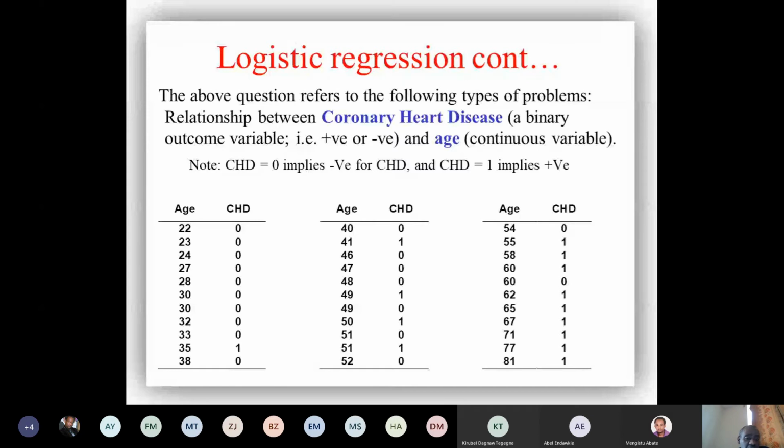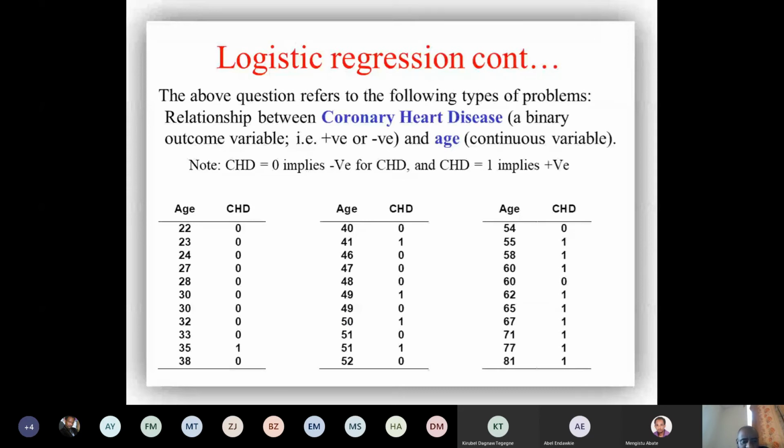Of course, ANOVA may tell you whether their average age is different or the same across the status of CHD, either positive or negative, right? But this does not tell us the effect. It would help us just to compare whether they have the same average age or not. If you are interested in finding the effect of age on the probability of developing CHD, it doesn't tell you. That is the limitation of ANOVA.